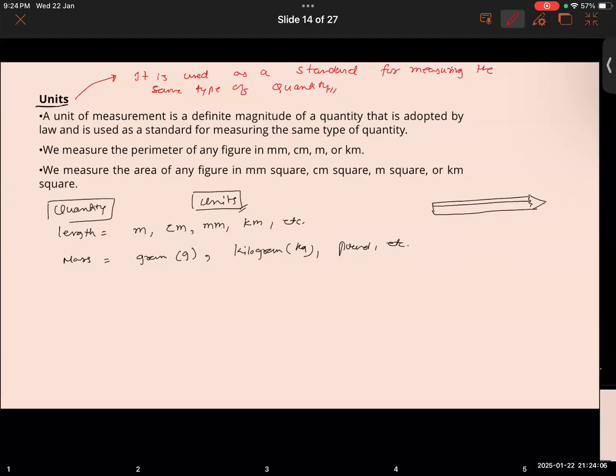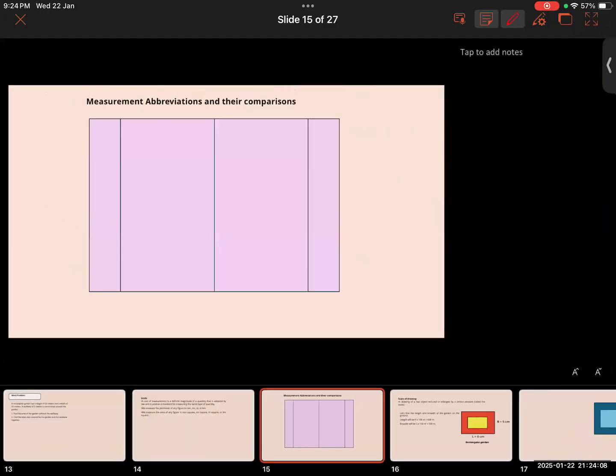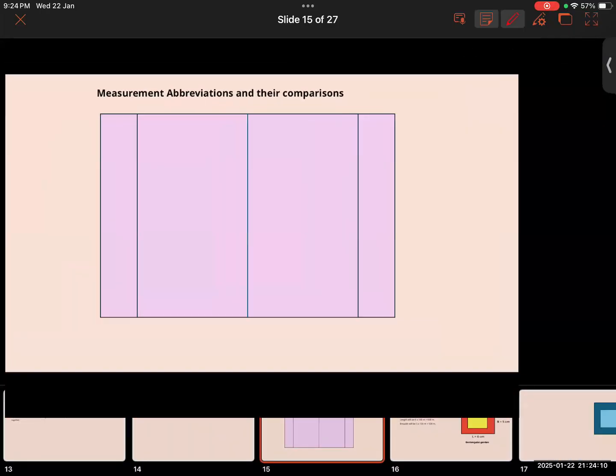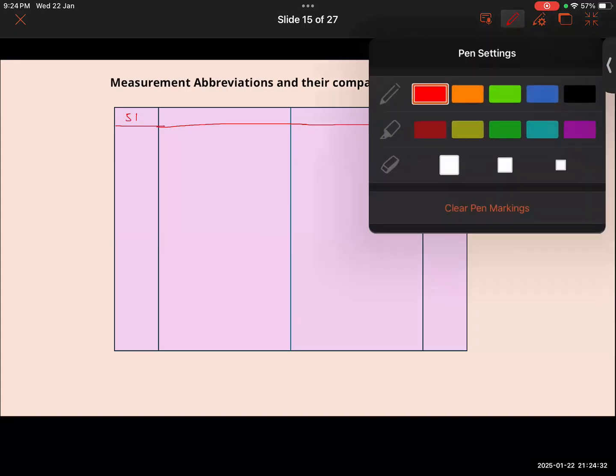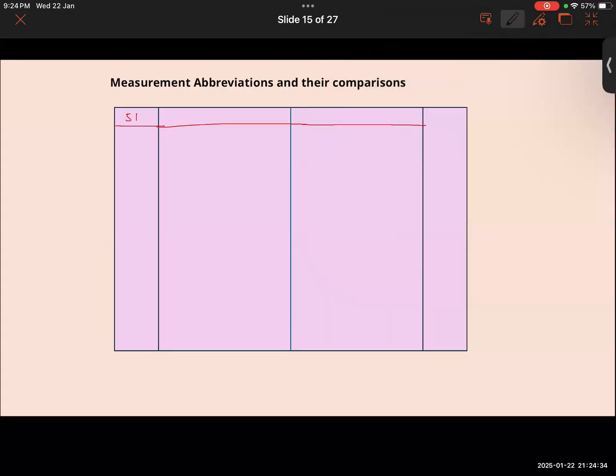Good. Now I'm going to provide you a list of some of the units. You can draw this box also. That would be very convenient for you. I'm going to write some of the units and their abbreviations, like in short, how it is written. That is what abbreviation means.